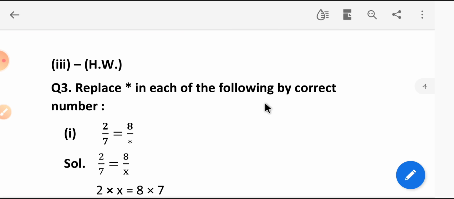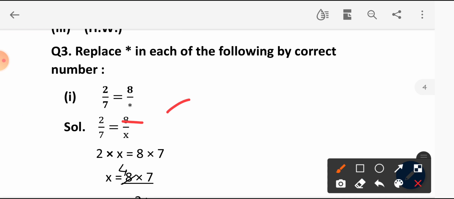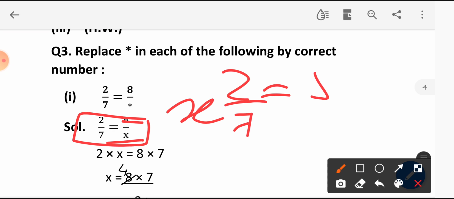Replace star in each of the following by the correct number. You have to fill in the blanks like this question is given. In place of star you have to find a number. So we can take this unknown star as x. Here 2 by 7 is equal to 8 by x is given.